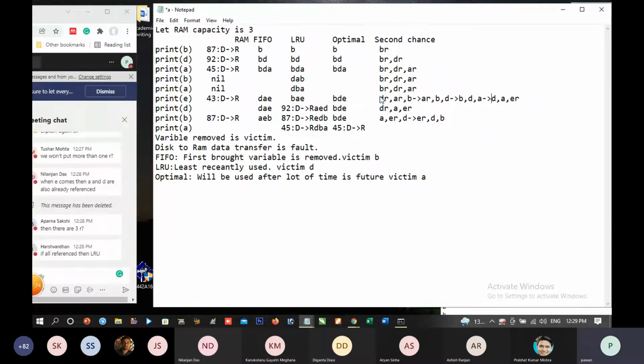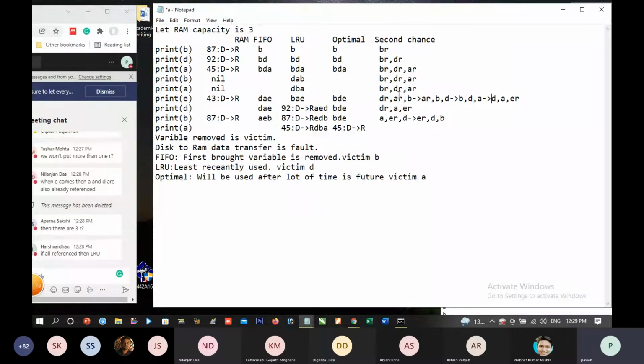You see, when E comes, then everything is referenced. Why are you telling that only A and B are referenced? Everything is referenced. Initially B came, so B referenced. Then D came, so D referenced. Then A came, so A referenced. B came, B referenced. A came, A referenced, anywhere referenced.